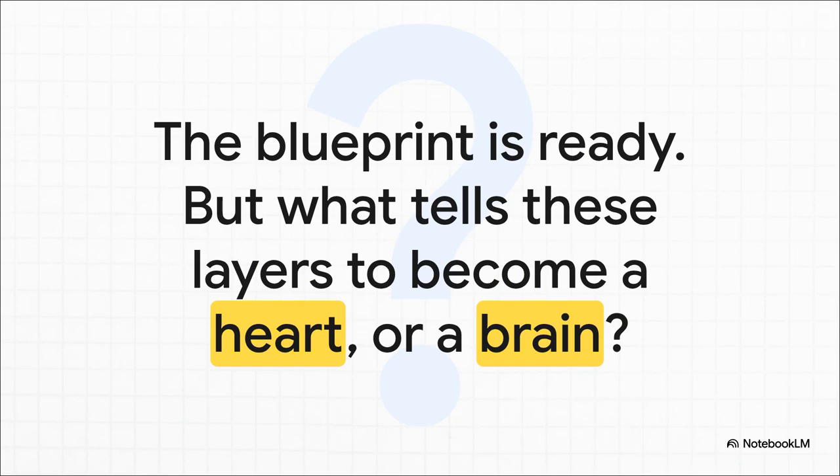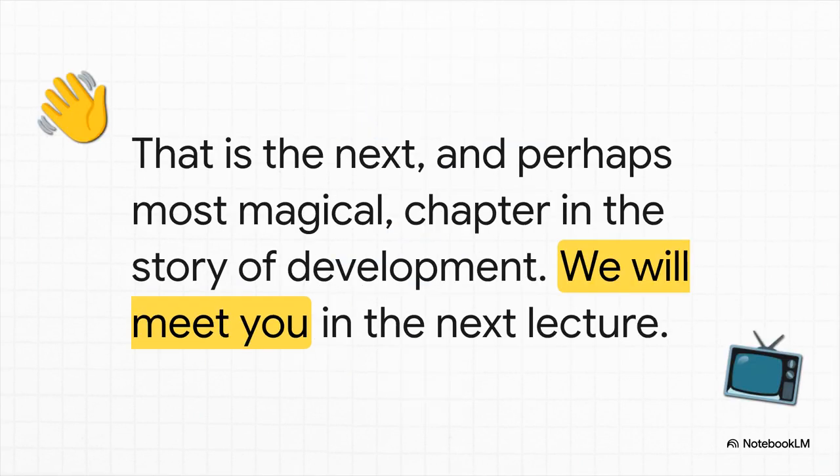And that, of course, brings us to a brand new, fascinating question. The blueprint is drawn, the layers are in place, but right now they're still just layers of cells. So what's the next step? What process tells a group of ectoderm cells, hey, you're going to become a brain, or tells a little patch of mesoderm to start forming a beating heart? Well, that is the next and maybe the most magical chapter in this whole story of development.